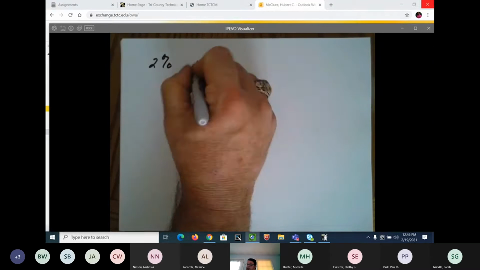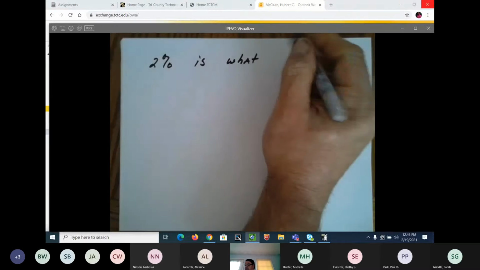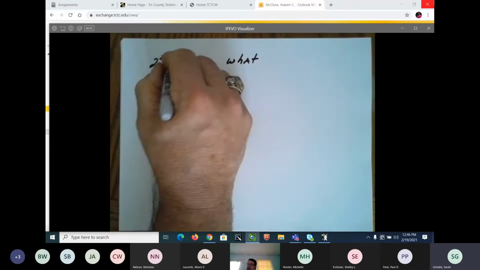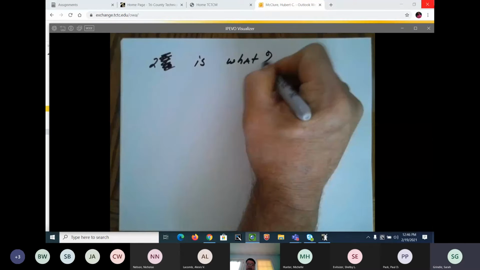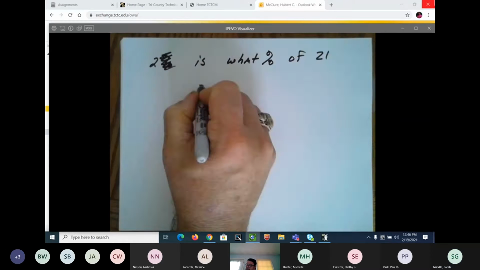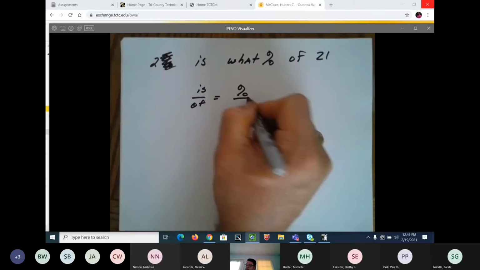2 is what percent? Oh, wait a minute. I'm sorry. 2 is what percent of 21? Is of equals percent over 100.